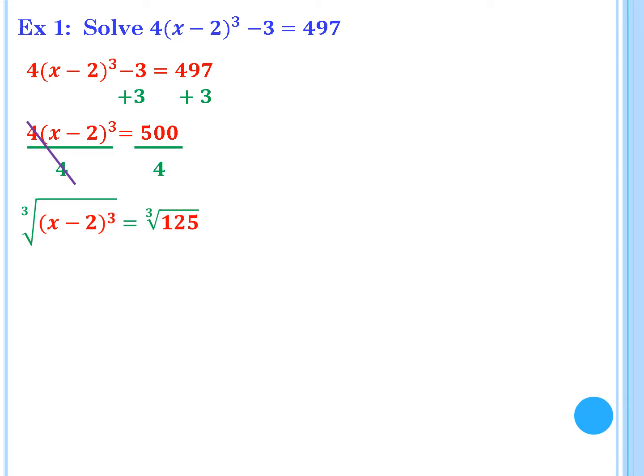When I take the cube root of the left side, all I'm left with is x minus 2. When I take the cube root of the right side, I only get 5. Now, remember, taking the cube root does not require the use of a plus or minus. Remember, the only time we use plus or minus is when the index is even.